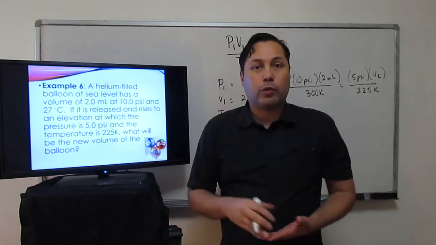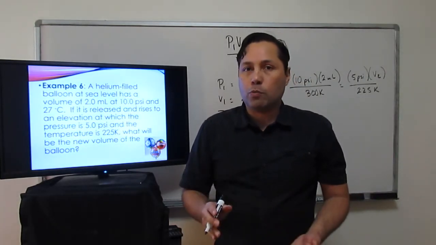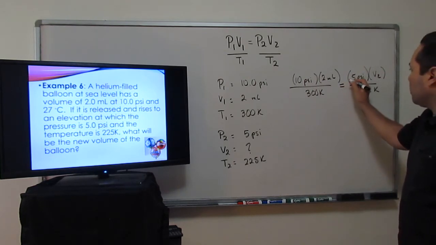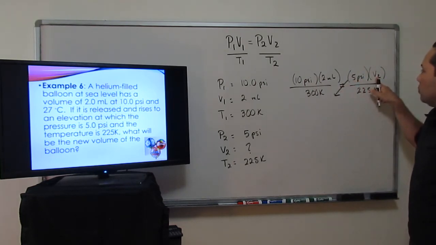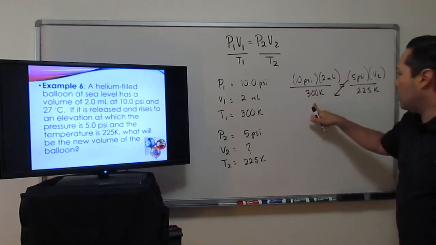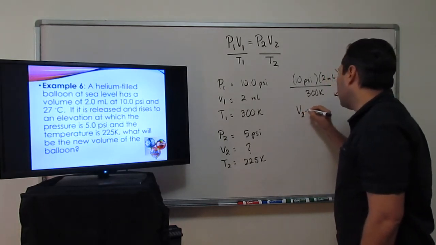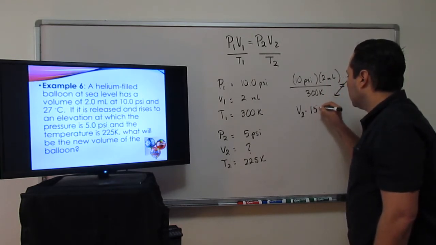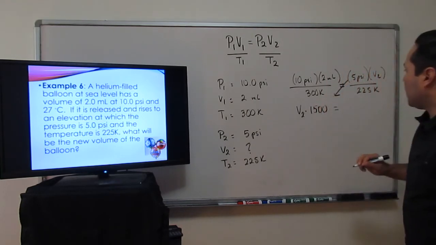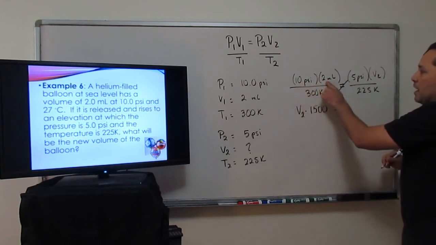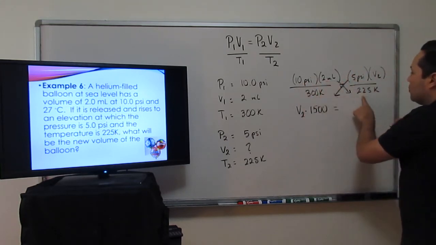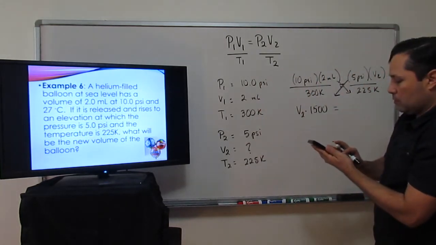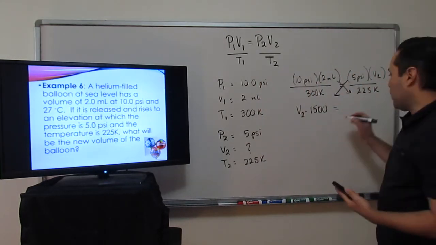Our initial step for solving this is just going to be to cross multiply in an attempt to isolate the V2. So we're going to cross multiply on this. That's going to be V2 times 5 times 300. That's going to give us V2 times 1500. On the other side, it's going to be 10 times 2 times 225. That's going to give us 4500.